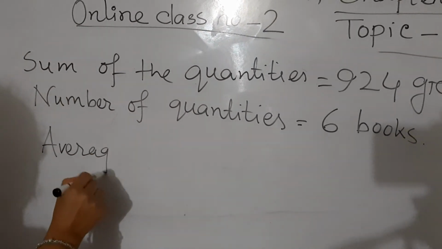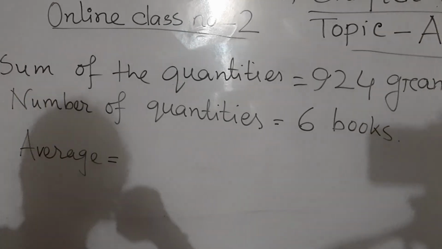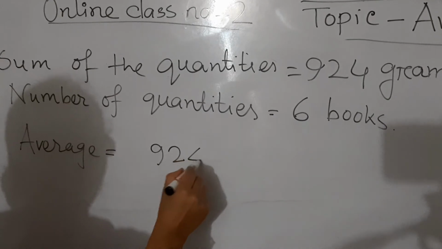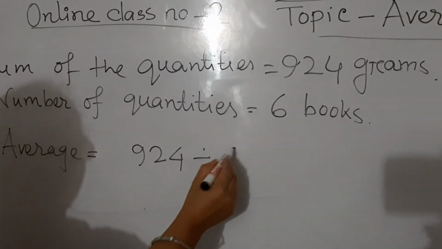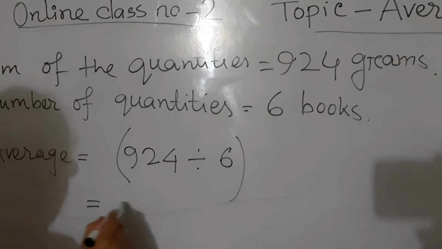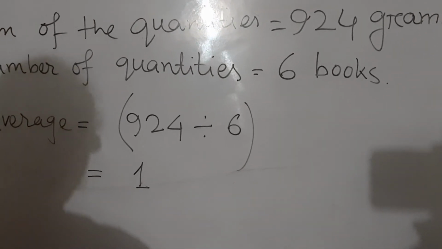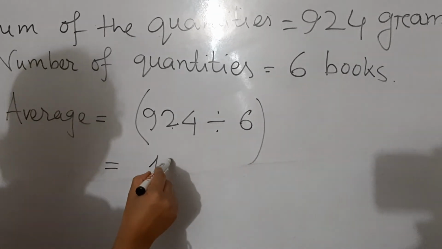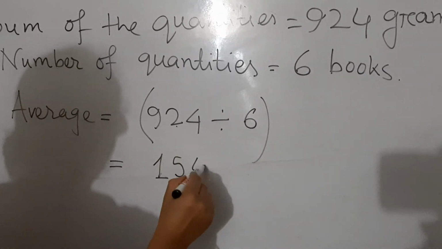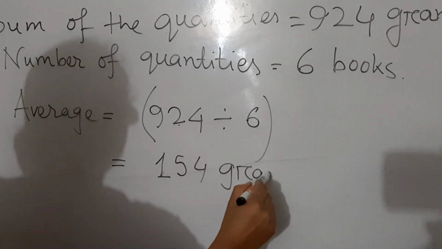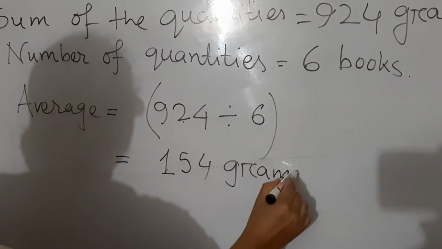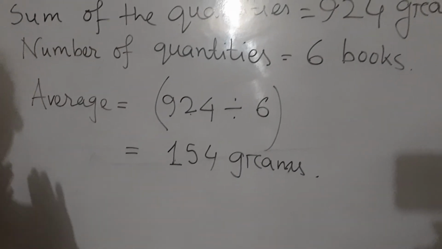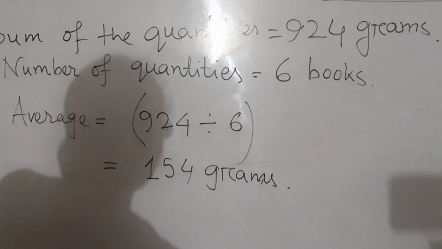I am doing it the short way. If you want, you can do it the proper way, by using the formula. I am dividing according to the rules, sum of the quantities divided by the number of quantities. You can divide it on rough paper. 6 1s are 6, 3, 2, 6 5s are 30, 6 4s are 24. So 154 grams is one book's weight. That is, on average, each book's weight will be 154 grams.